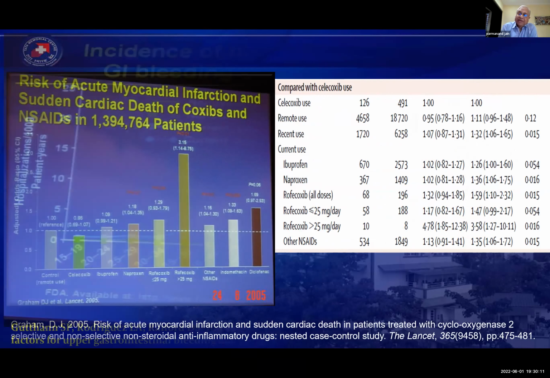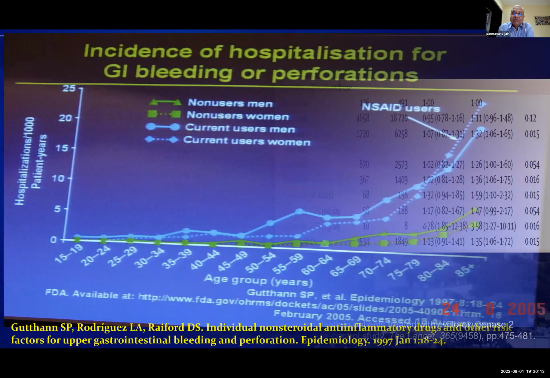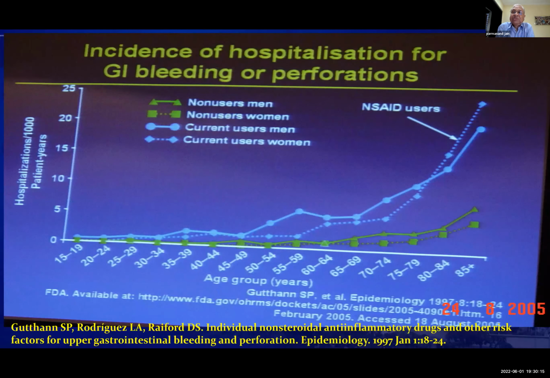So chances of MI is more if you use more Coxib, like Atoricoxib and Celecoxib, which are very common, thinking that they will reduce the acidity. And if you see the incidence of hospitalization by GI bleeding with age, how the NSAIDs are increasing the GI bleeding, it is just going vertical. So at 80 and 90, you can see NSAIDs should not be used at all.